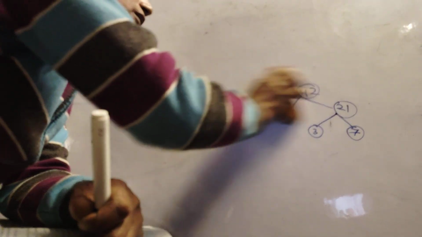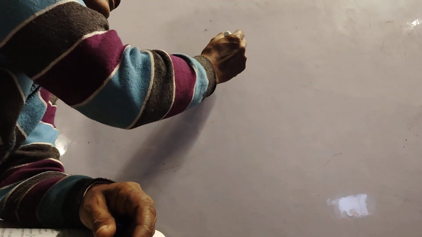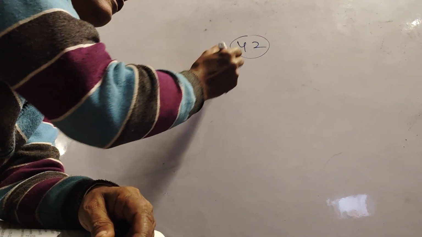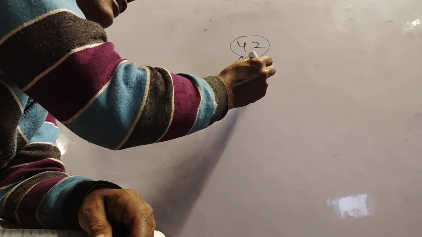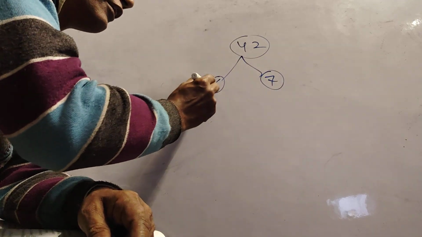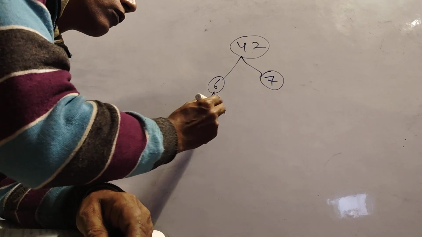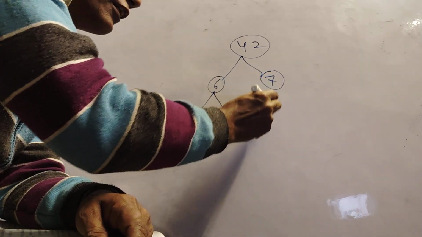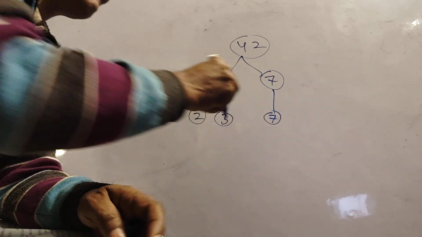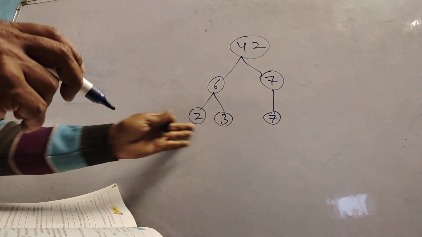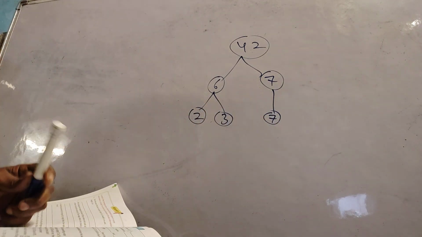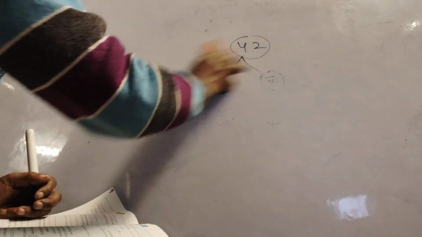We can write it in multiple ways, like 42 is written as 6 times 7. This is another method, and 6 is divided into 2 and 3, and 7 is as it is. So this is also a factor tree. There are different representations of a factor tree.